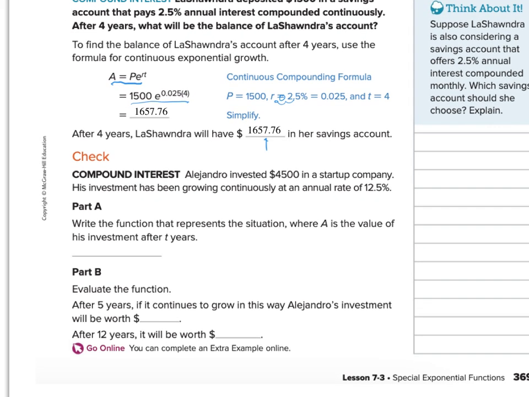And then, in this example, look at this check, remembering that it's continuously, right? Continuously. So we're looking at that. The amount is going to be equal to the principal times Euler's number to the rate times the time, and being able to calculate. So stop the video and then give it a shot and then go back and check your answers.